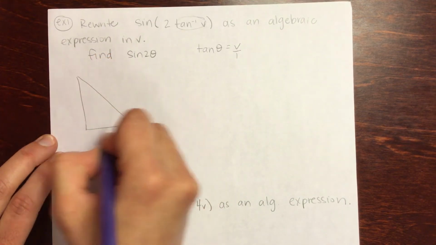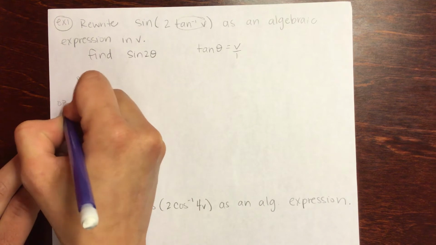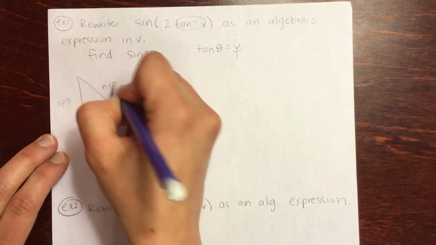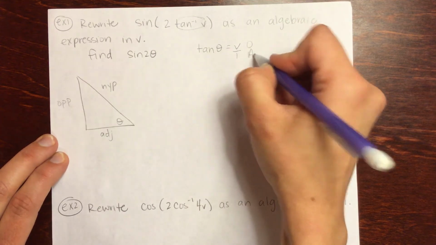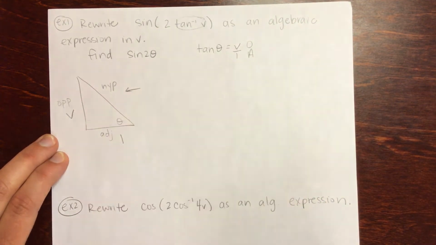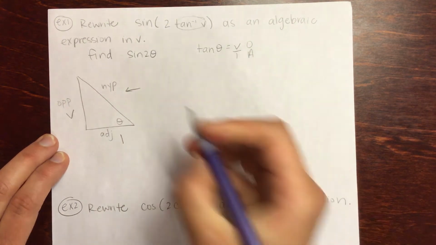You can draw your triangle and orient it however you want to. Label the sides of your triangle. You should be able to do this by now. We've done it 1,000,001 times. This is the TOA fraction. And find your third side using Pythagorean theorem.